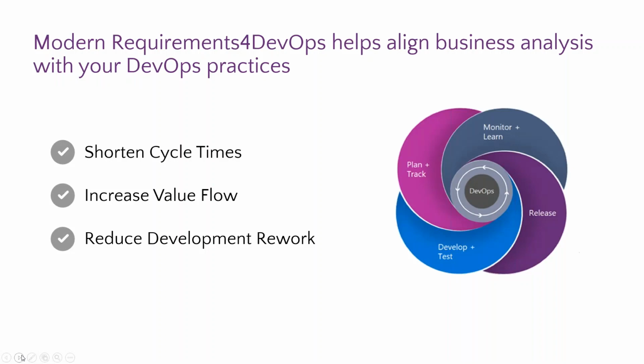We share the 3 objectives that are shown on this slide with our clients. By adding automation to many places in your project lifecycle, we help to shorten your project cycle times. By adding collaboration online in the tool, we help to increase the flow of value. And by adding visuals and reusing your requirements, we help to reduce your development rework.